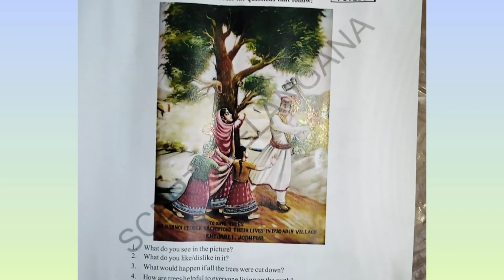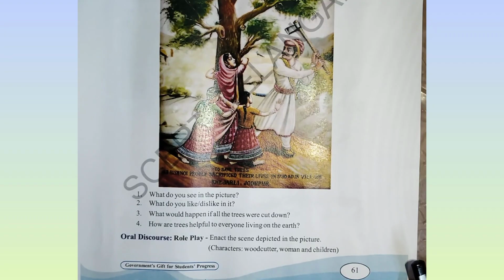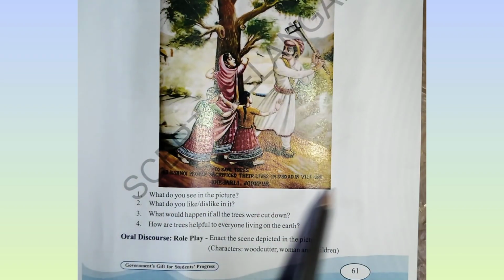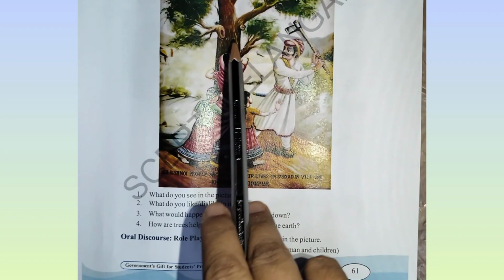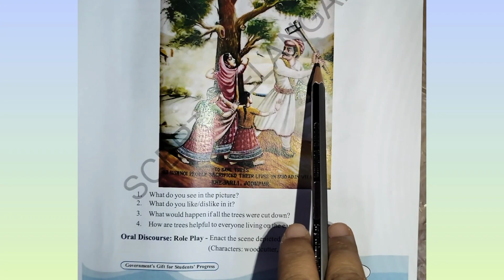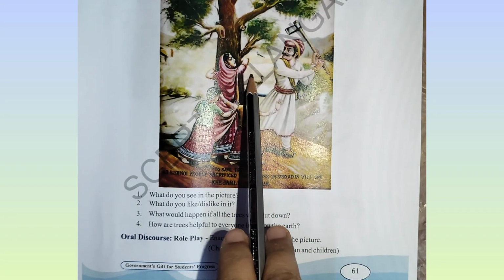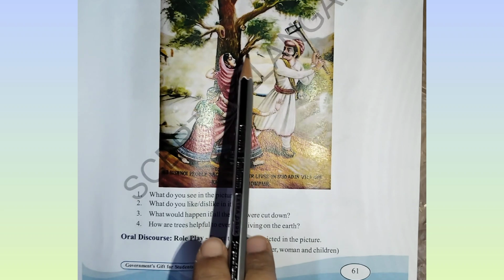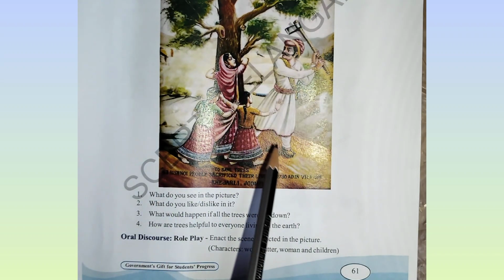Below the picture there are some questions. The first question: what do you see in the picture? What does this picture represent, what activities are going on in the picture and what items are represented in the picture? So there is a tree, there are some ladies standing over here, and there is one person who is carrying an axe and trying to cut this tree.